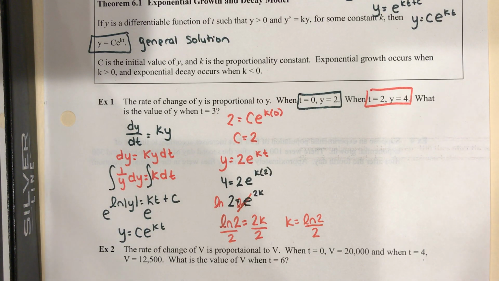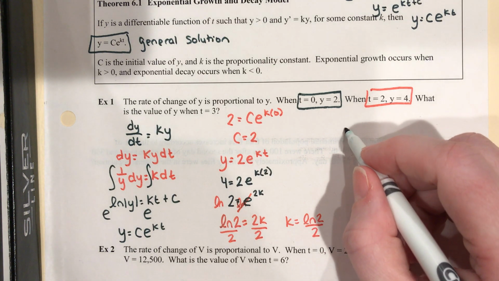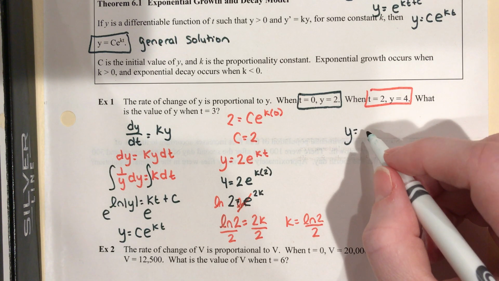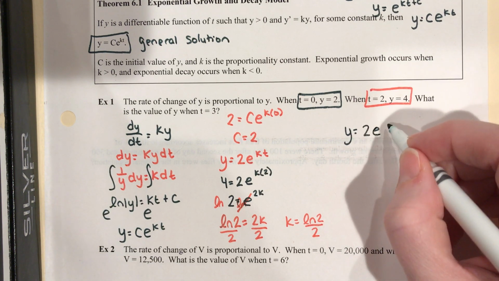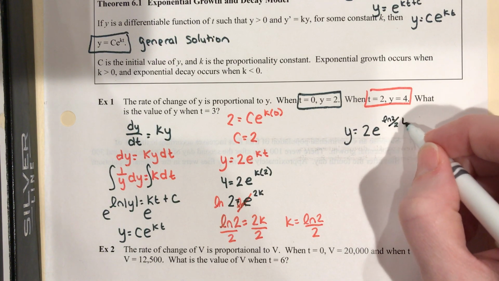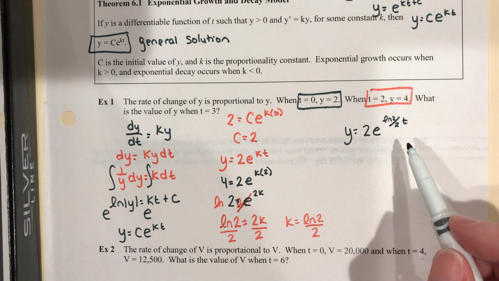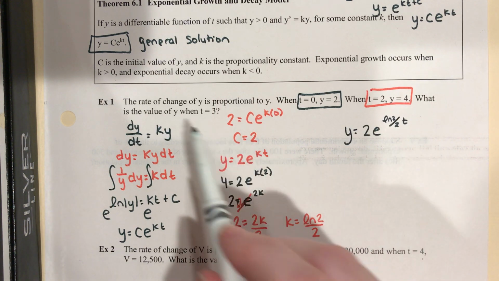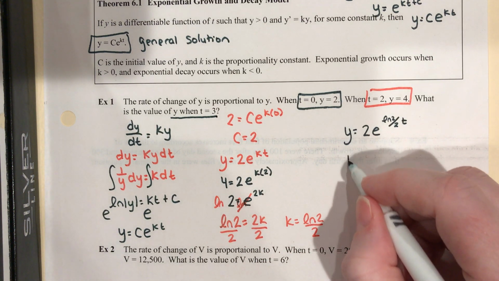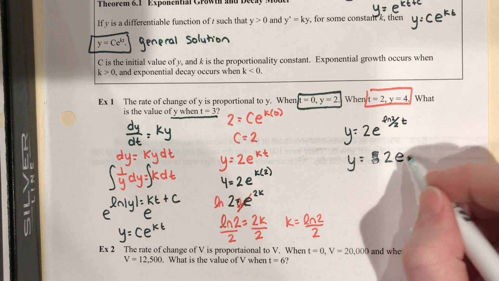So I know what K is, I know what C is, I can write my general solution now. Y equals C, which is 2, e to the K, which is the ln of 2 over 2, times t. So actually this is my particular solution. So the last step, we're going to find y when t equals 3. So I'm going to plug in 3 for t.